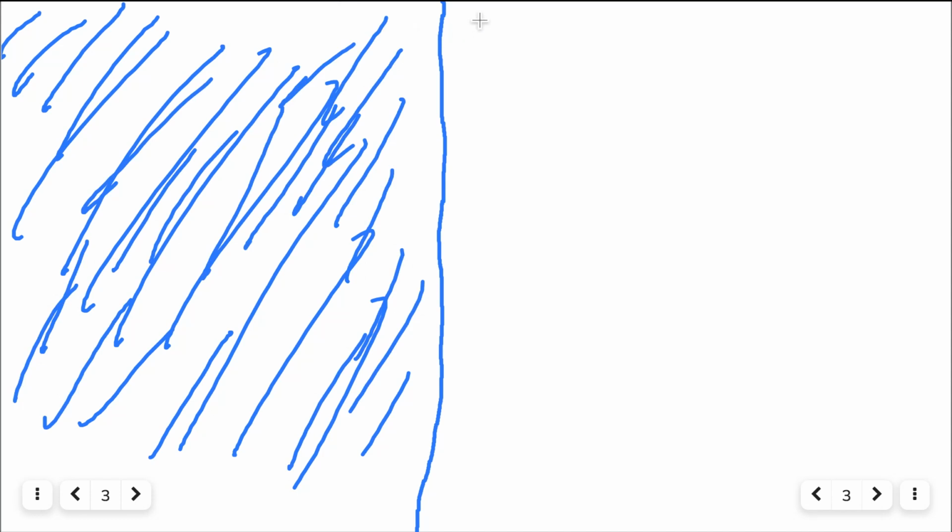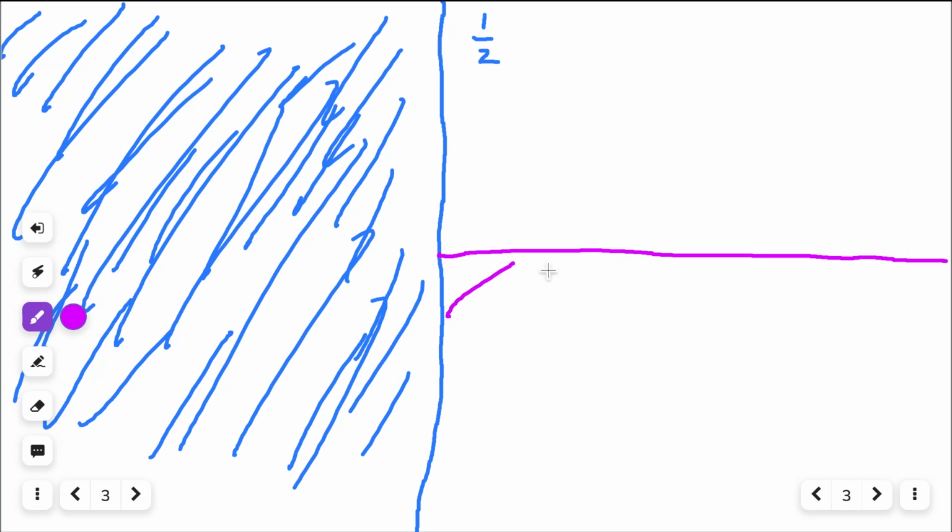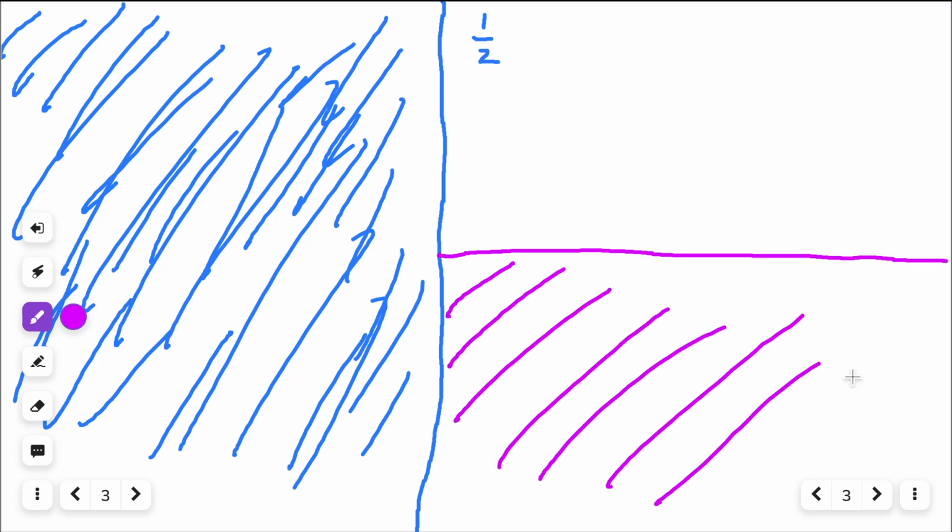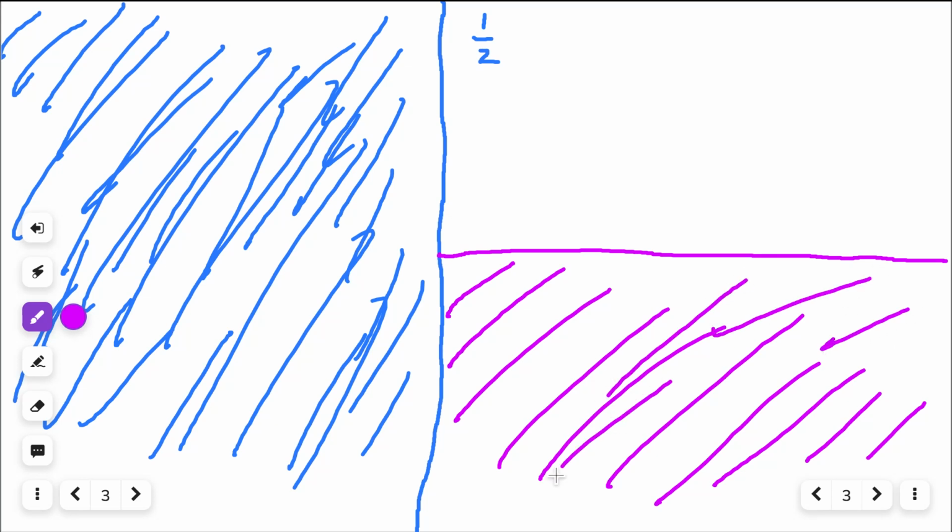Okay, there it is. So that's half of the slide. Now, for the next round, I'm going to shade in a quarter of the remaining portion of the slide. So here's a quarter of it. I'm going to shade that in.